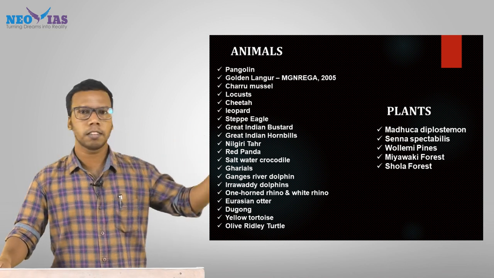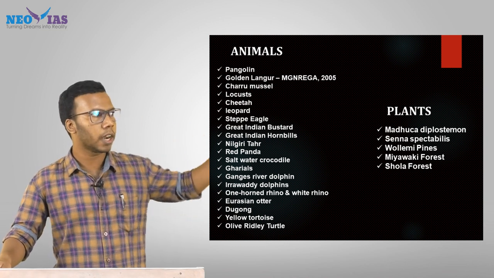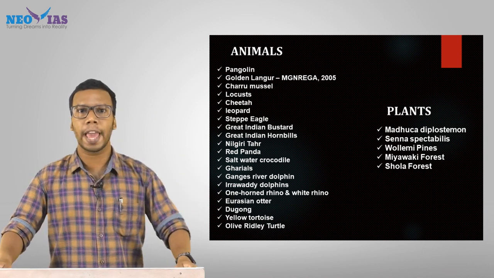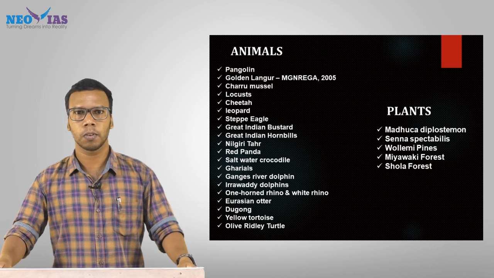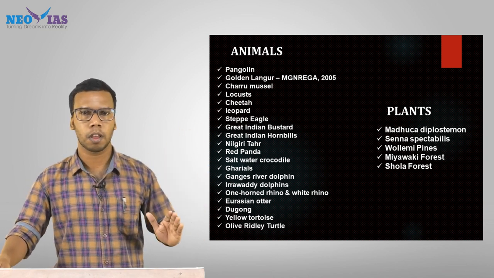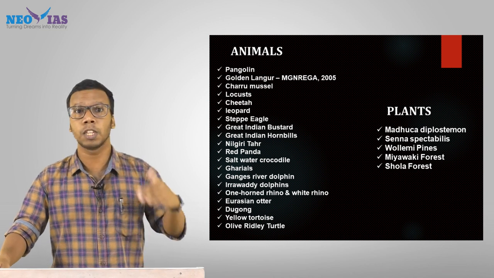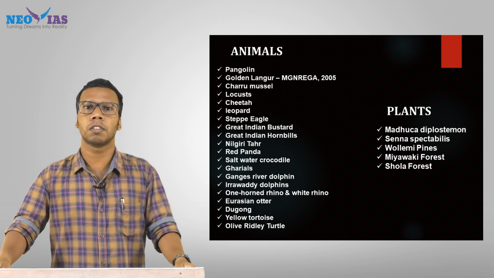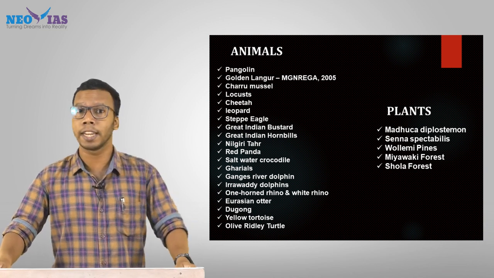Now coming to the plants, the first species is Madhuca diplostemon. So this Madhuca diplostemon, it was believed to be extinct around 180 years ago. Okay, and it was rediscovered from Kerala after 180 years. Okay, so that's why it was in news. So you need to know about the Madhuca diplostemon, right? Because it was thought to be extinct around 180 years ago.